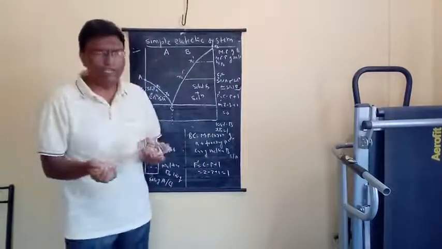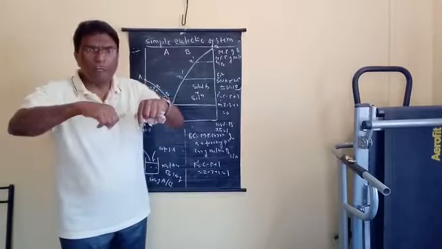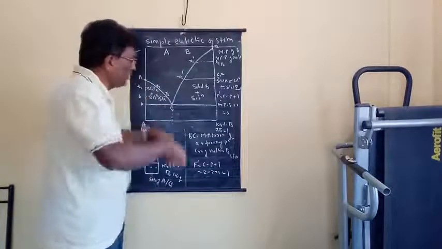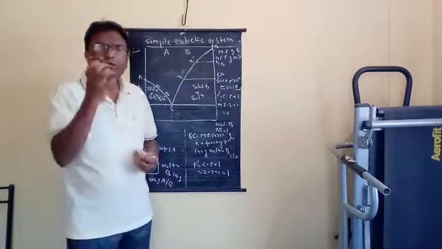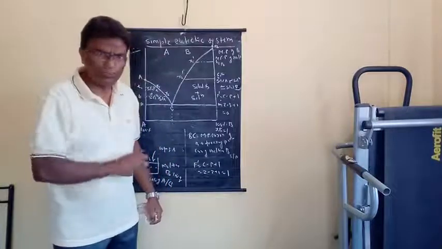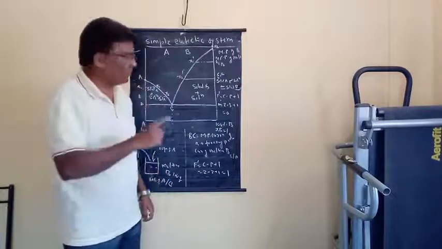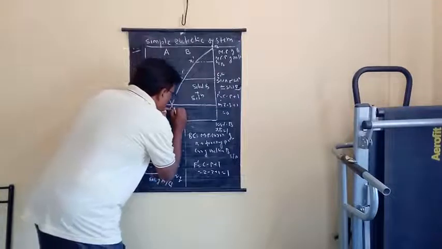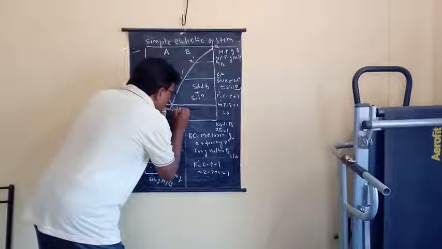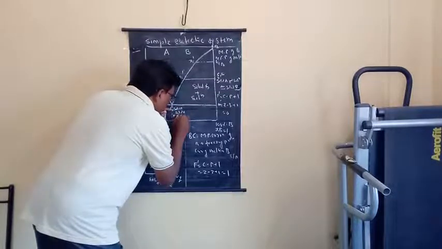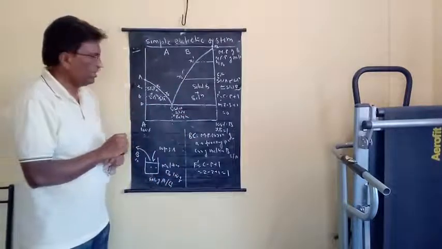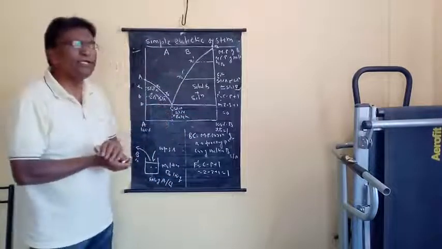Whatever solution we have will be solidified and form eutectic of fixed composition. And therefore, below this point C, we have solid A, solid B plus eutectic. Now, why is it called eutectic?